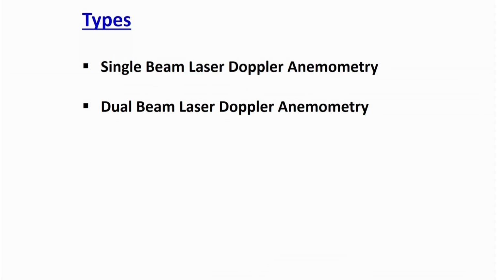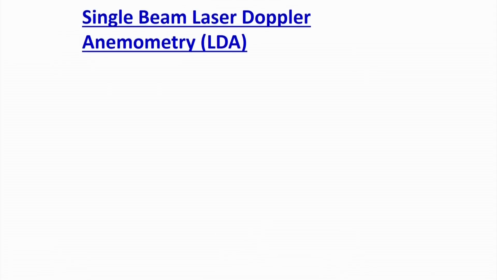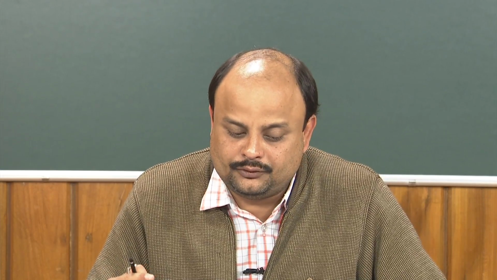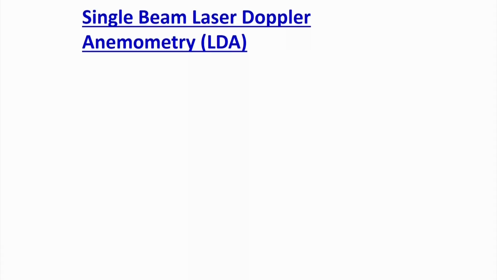Now, as I said, this is for the single light. You can divide your LDA into two parts. One is the single beam LDA and then the dual beam LDA. Now, what is single beam LDA? Single beam LDA is where you use a single beam to measure the velocity. This technique has its own advantages and disadvantages, both the single and dual types, and we will discuss that. In this you use a single light source or single beam.